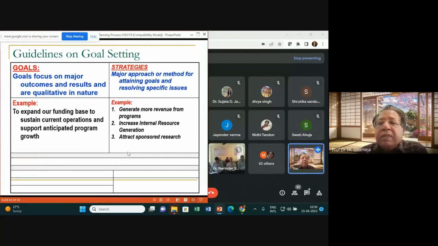Increase internal resource generation, through consultancy by the faculty, or testing services, or direct sponsored research. So these could be the possible three strategies through which you can fulfill the goal of having more funding basically.